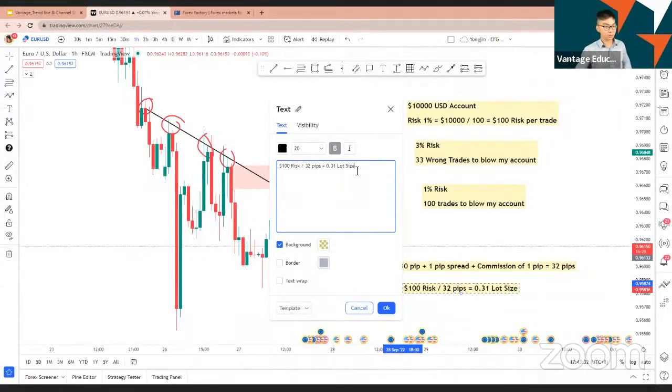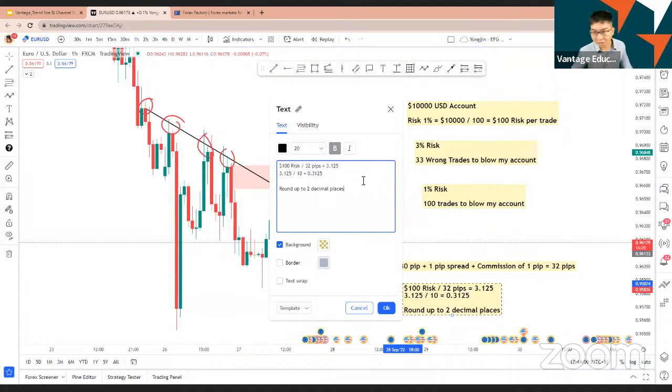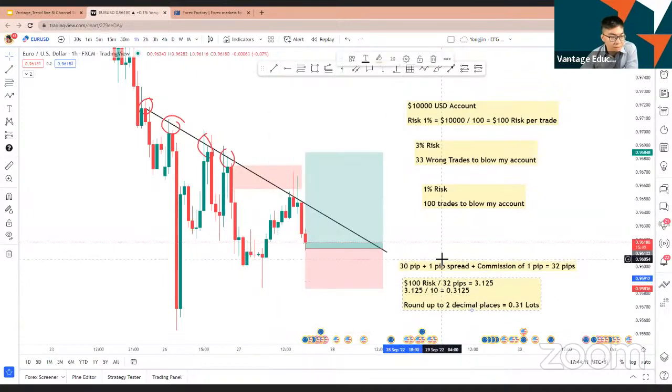You will actually get 3.125 on your calculator, but 3.125 divided by 10 gives you 0.3125, and in MetaTrader we can only go to the lowest 0.01. So we get 0.31. Round to 2 decimal places after you divide by 10. So our lot size will be 0.31 lots on a $10,000 account, only risking 1%.